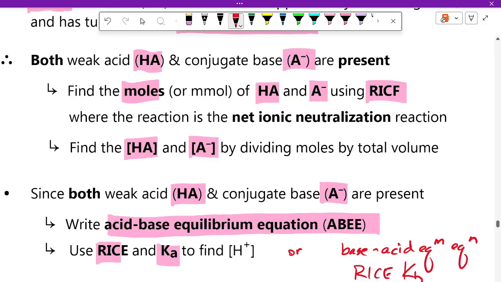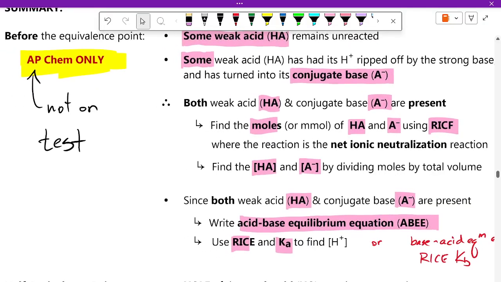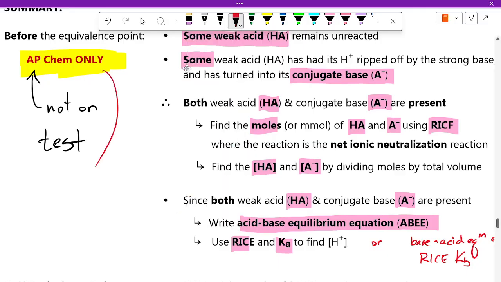Okay, what is the likelihood that they're going to give you this question on the AP exam? Not 0, but slim to none, okay? Slim to none even on AP, just because it's too much calculation.